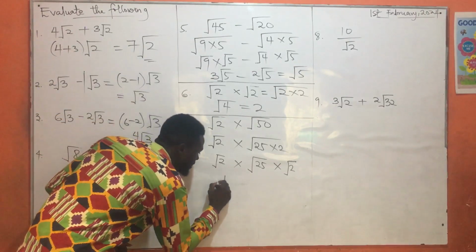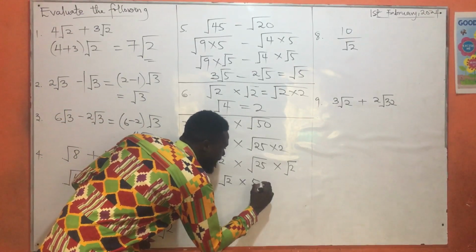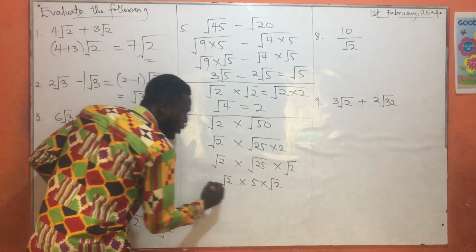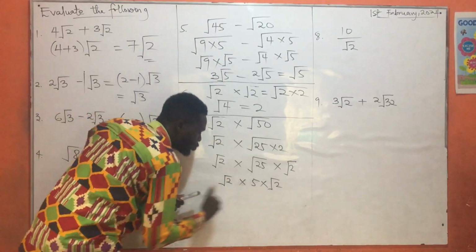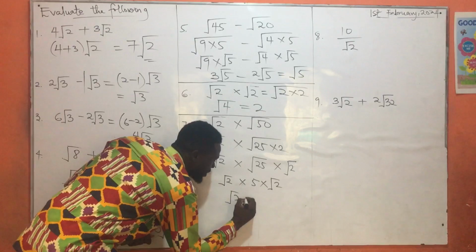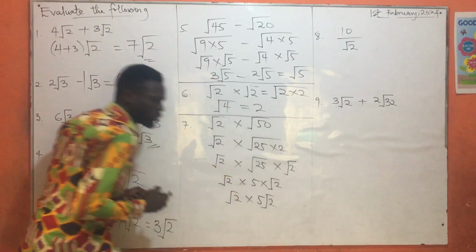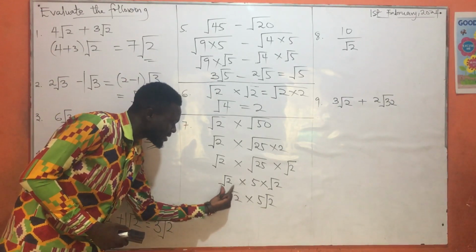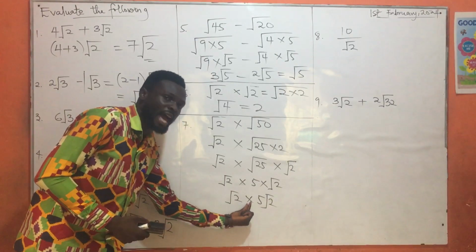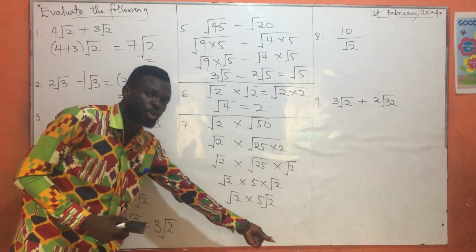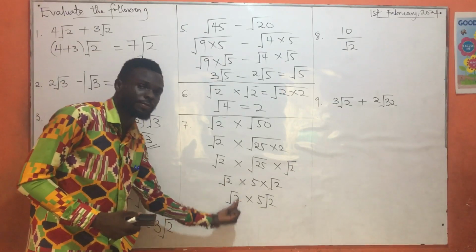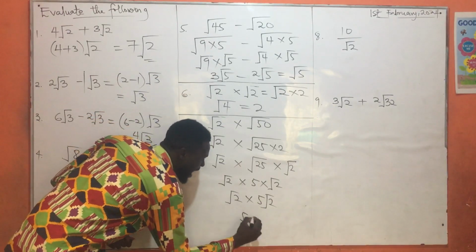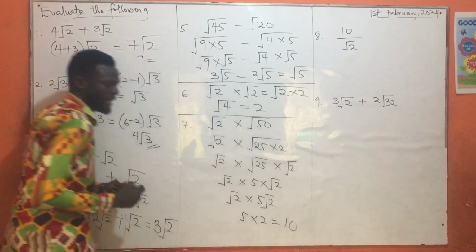So we are going to say the square root of 2 times 5 times the square root of 2. So now we are multiplying. So 5 times surd 2 will give us the square root of 2 times 5 surd 2. Now when you look at this, the surd 2 here is multiplying 5 surd 2. So when you multiply them, we are going to get 5 times 2, which is 10.